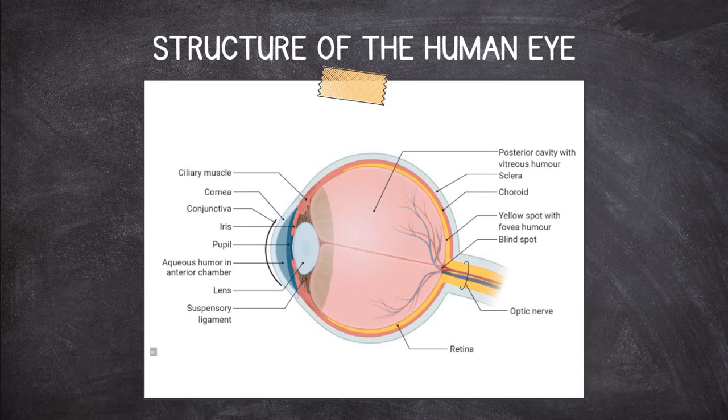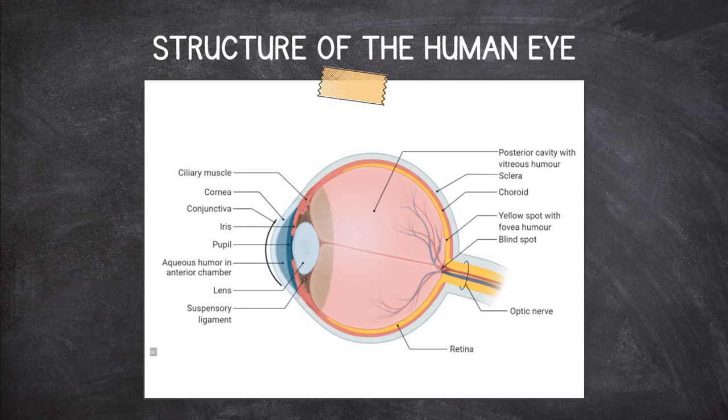So I'm going to start at the back of the eye. So we have the posterior cavity with the vitreous humor. So that's like the fluid in the eyeball. And then we have the sclera. So this is our white part of the eye. The layer inside of that, indicated in pink over here, is called the choroid. And then the layer inside of that, the yellow layer, is the retina.